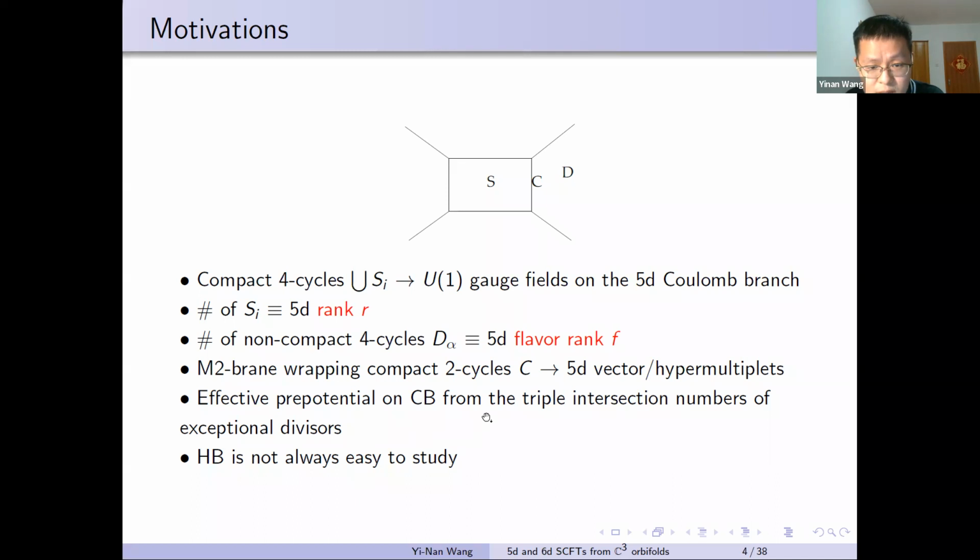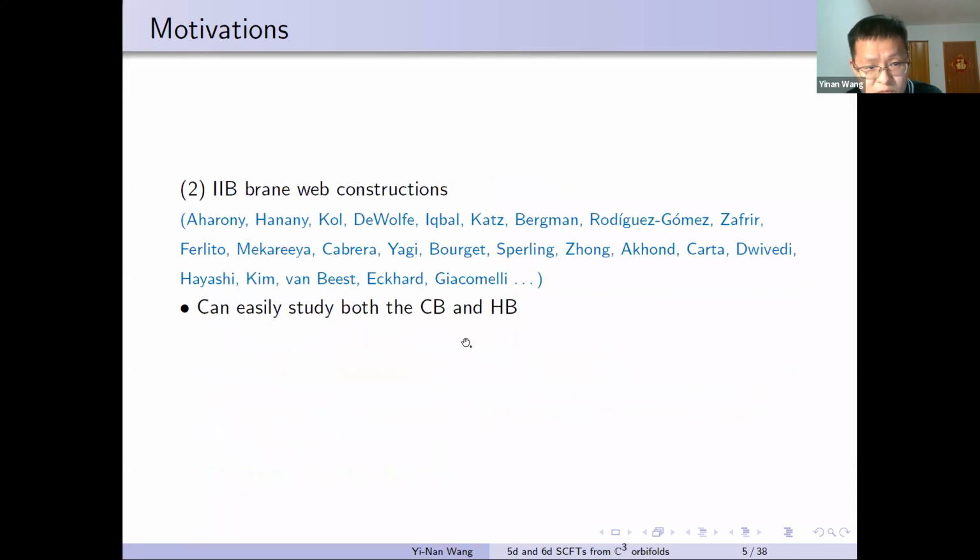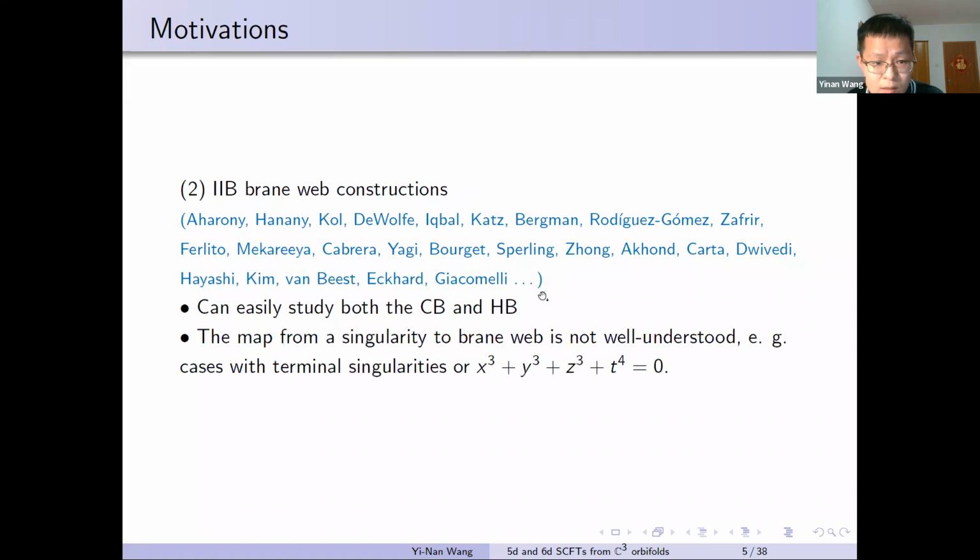And besides the geometric engineering approach, we also have a very powerful string theoretic construction called the type IIB brane web approach. So again, this is a very incomplete list of authors on the subject. The power of this type of construction is that one can easily study both the Coulomb branch and Higgs branch in this way. Nonetheless, this kind of approach also has its own limit, because up to now, there's still not a well-defined map from the singularity in the previous approach to a brane web.